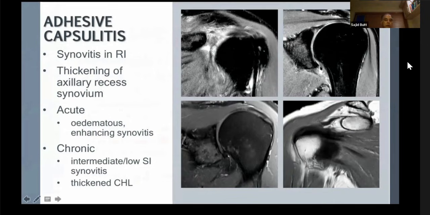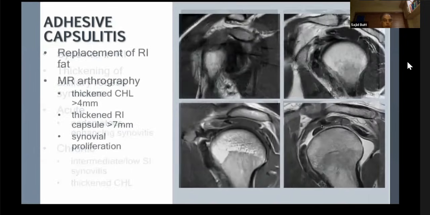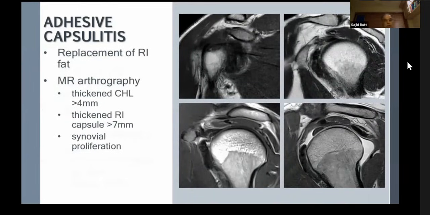Then you've got excessive thickening of the axillary recess. Normally it's less than a centimeter thick. This one's quite markedly thick. Look at this patient. Huge chronic thickening of the axillary recess. That's abnormal, so that's a sign of adhesive capsulitis. And then finally, in this patient, between the coracoid process and humerus, excessive thickening of the coracohumeral ligament. Once you've got a thickened coracohumeral ligament beyond 4 millimeters, you know that we're dealing with something abnormal here.